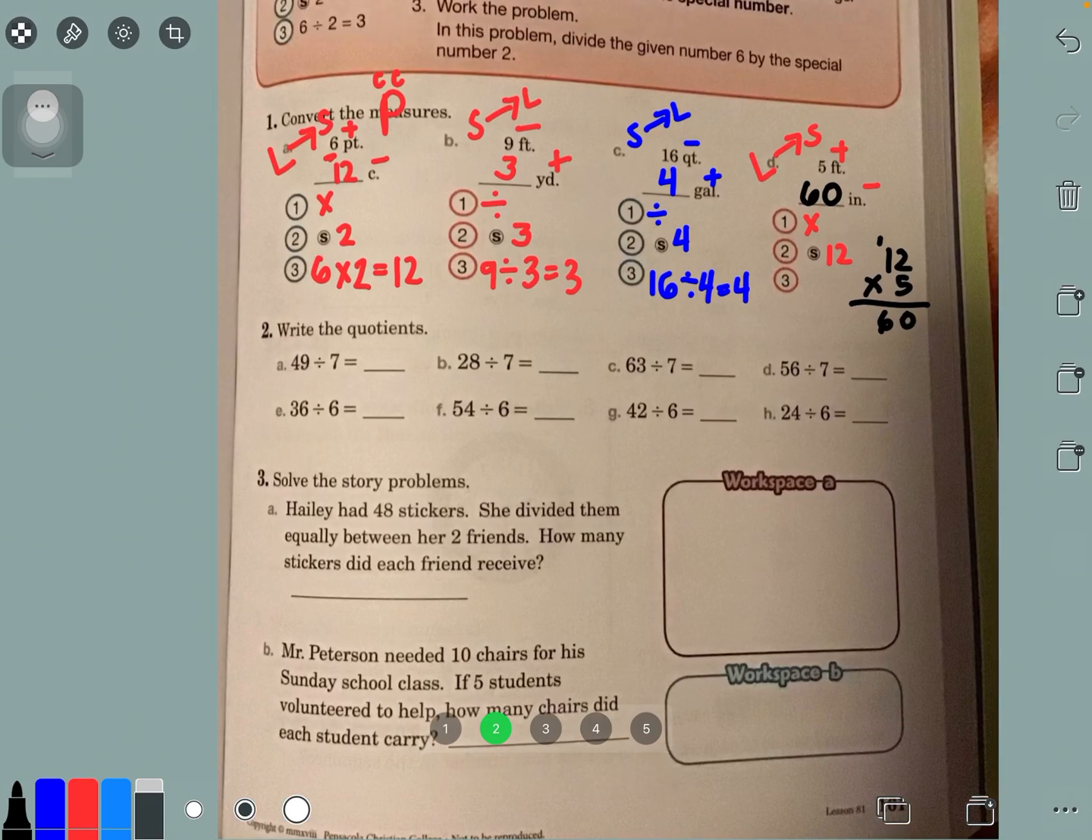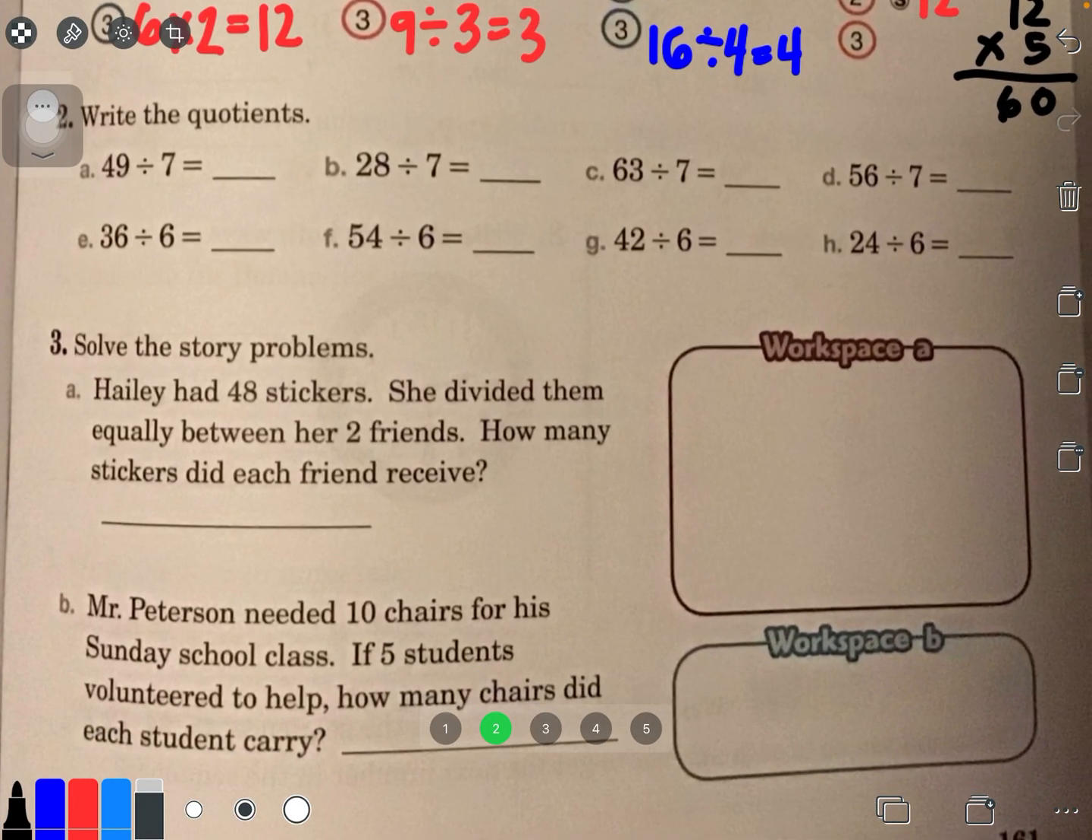Number 3. Oh, Haley's in it. Look, Haley. All right, cool. Haley had 48 stickers. She divided them equally between her 2 friends. Oh, that must be Natalie and Leslie. So let's pretend it says she divided them equally between Natalie and Leslie. How many stickers did each friend receive? Oh, okay. So Haley's going to give stickers to 2 friends, and she's going to divide. Ooh, that was a big keyword. So I hope you thought about the operation we're going to do here. It's going to be 48 divided by 2.